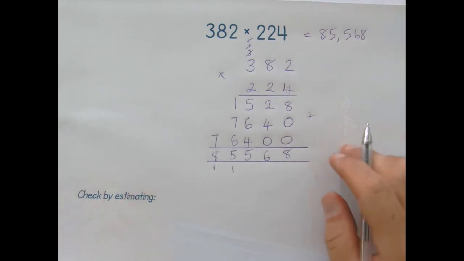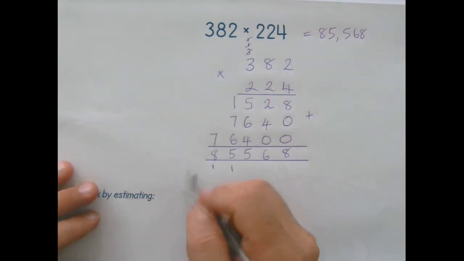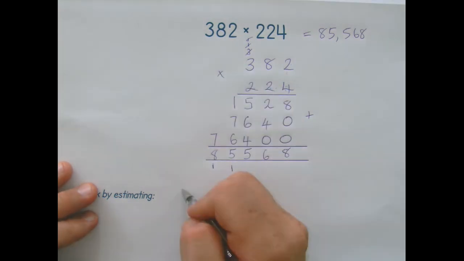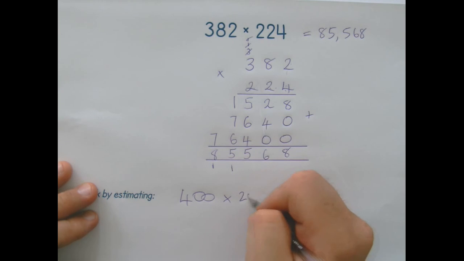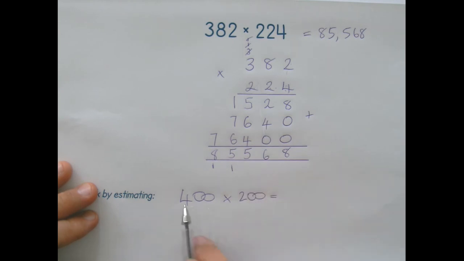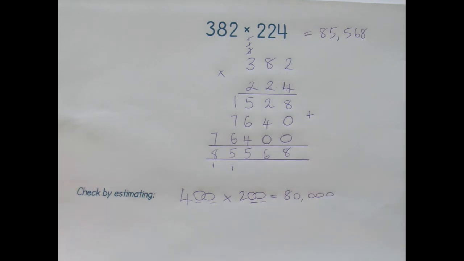85,568. Now we can check by estimating, and with estimating you need to have a number that's easy to work out in your head. So 382 will take us to 400, 224 will take us to 200, because we can do this in our heads. 4 times 2 then is 8, and then there's 4 zeros, so that'll give me 80,000, and yeah, it's pretty close to that, so we can say that's quite a good estimate. So this answer is looking good.